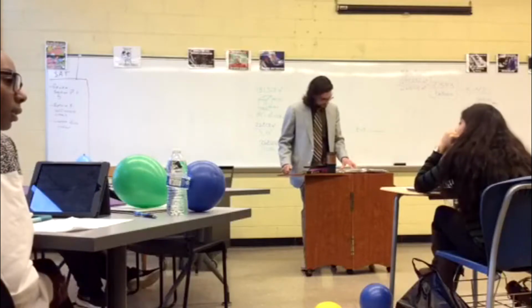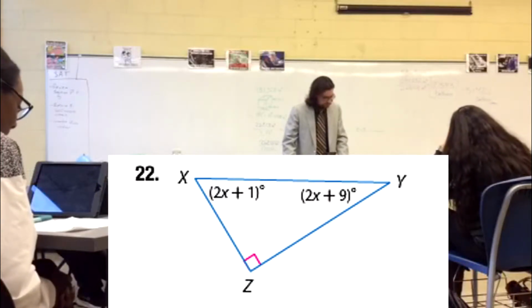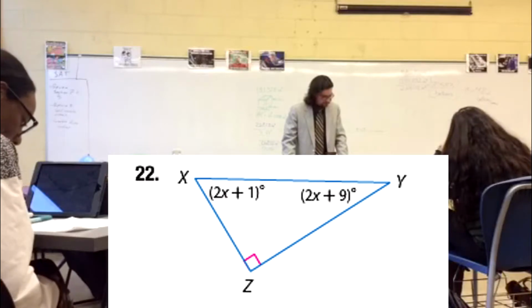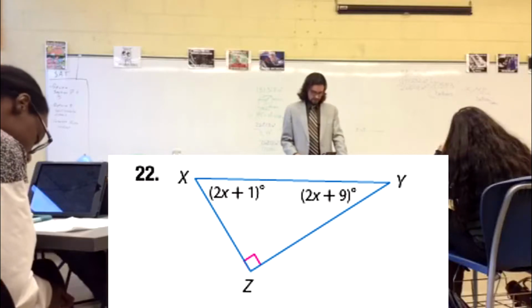In number 22, XYZ are the angles in order from smallest to largest. YZ, XZ, XY were your sides, smallest to largest.